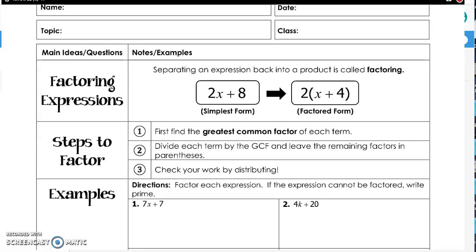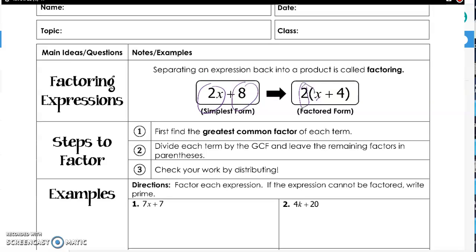So you look and see what do they have in common. And then you take that out by dividing. But you have to remember to write that number out in front of your parentheses. So when we have 2x plus 8, 2 goes into both the 2x and the 8, and that's what we write out in front. Then 2x divided by 2 is x, 8 divided by 2 is 4. So what you divide and then left over goes in the parentheses.